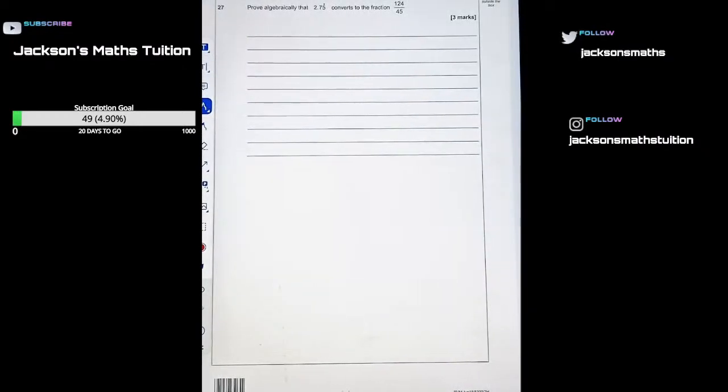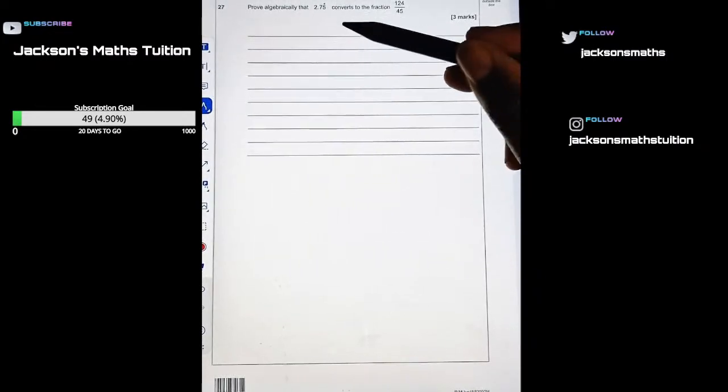We're going to prove algebraically that 2.75 recurring converts to the fraction 124/45. So this is a recurring decimal. This comes only on the higher paper, okay? Now, there's a video on my profile with recurring decimals, how to do that. So if you want to go back after this, you can go back and have a look at the video, okay? That will help. But we're going to do this one.